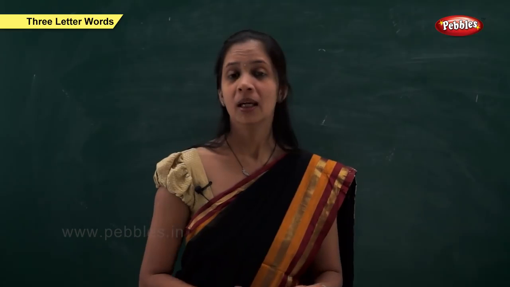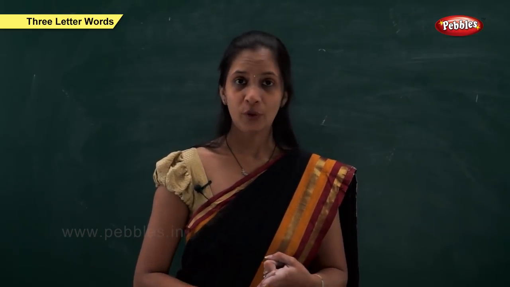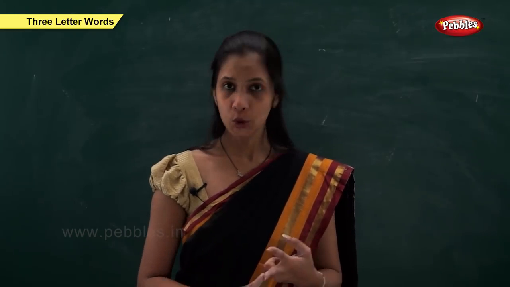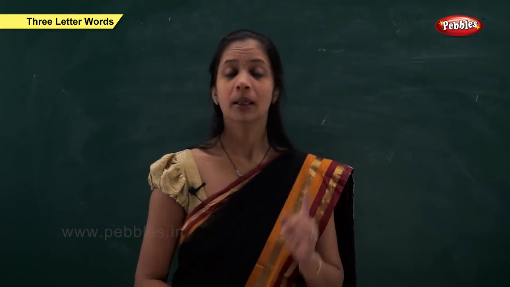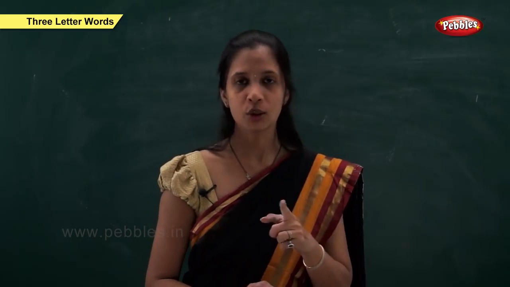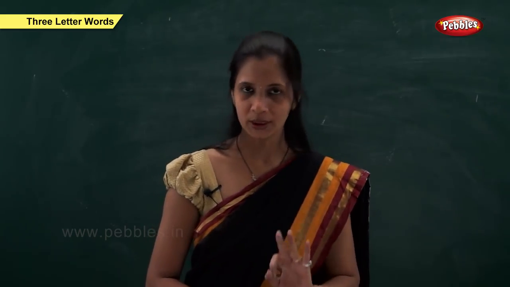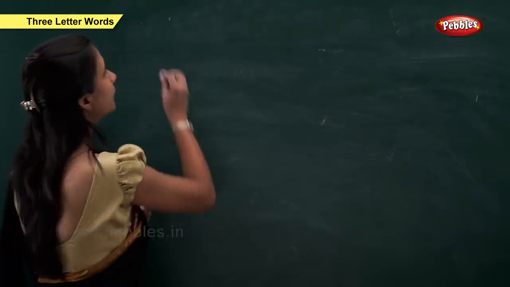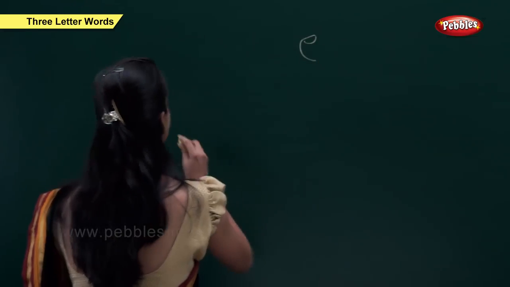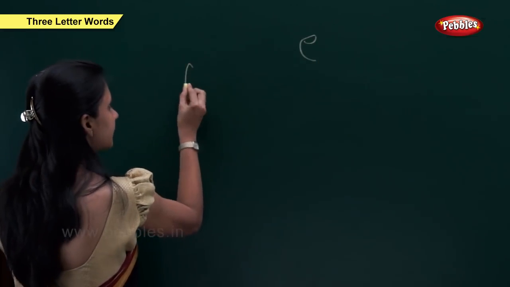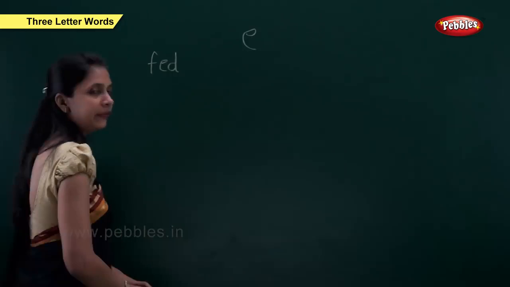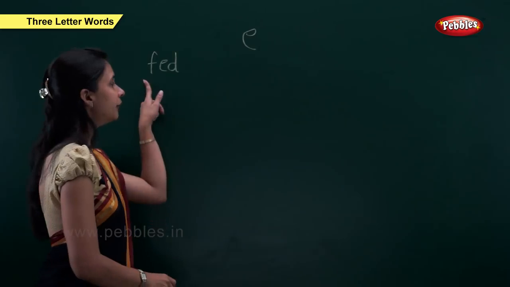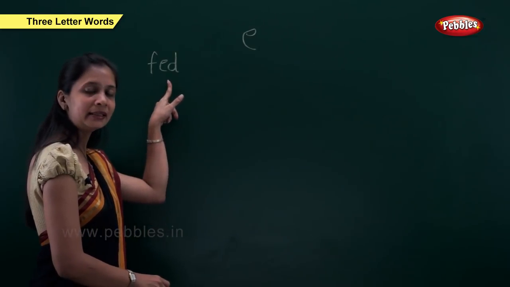Now we have learned A vowel, I vowel, O vowel, and U vowel. With the help of these vowels, we can make three letter words. With the help of E vowel also, we can make three letter words. Those are: F-E-D, fed. The sound F-E-D, fed.